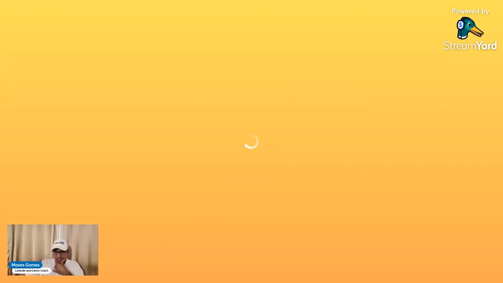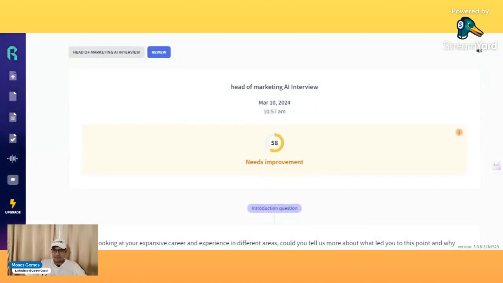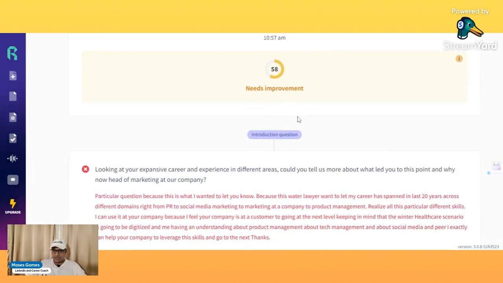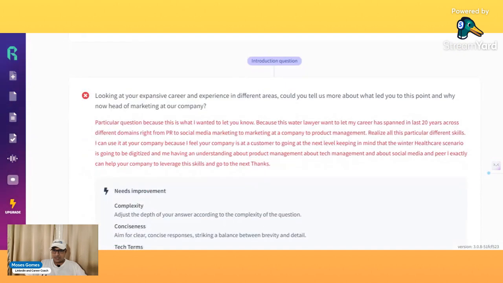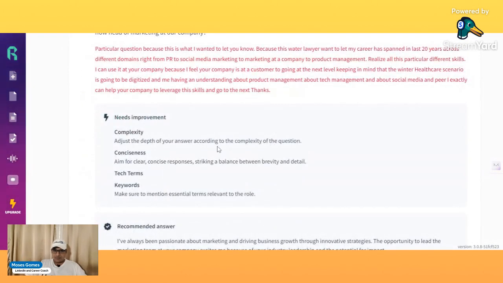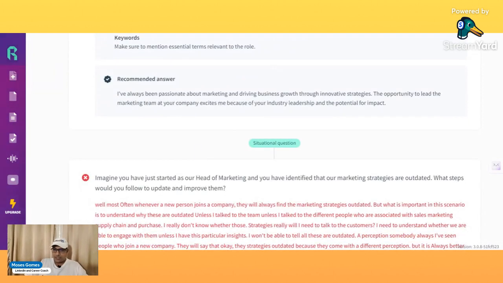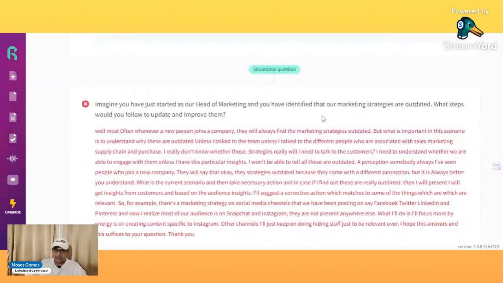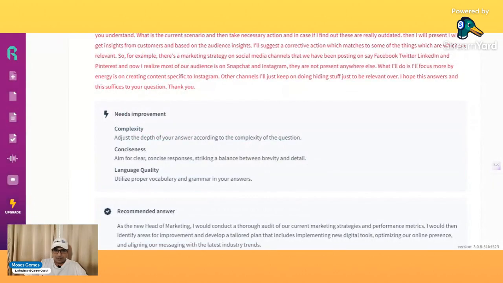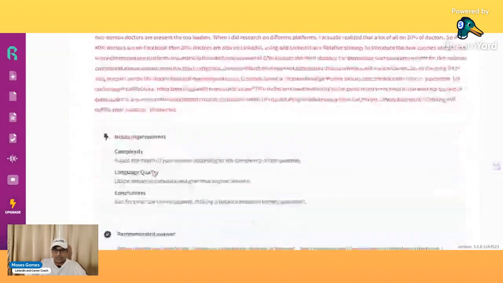So it says head of marketing AI interview, and on 10th March we just completed, needs improvement. So here, needs improvement. It says complexity, adjust the depth of answer according to the complexity of the question. This is the best part. So you can practice and you can understand. I have always been passionate about marketing and driving business strategies. The opportunity will lead to a marketing team. It excites me. So these are the things that you will learn over here.